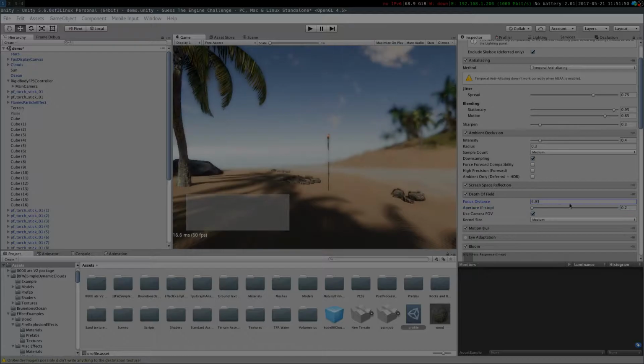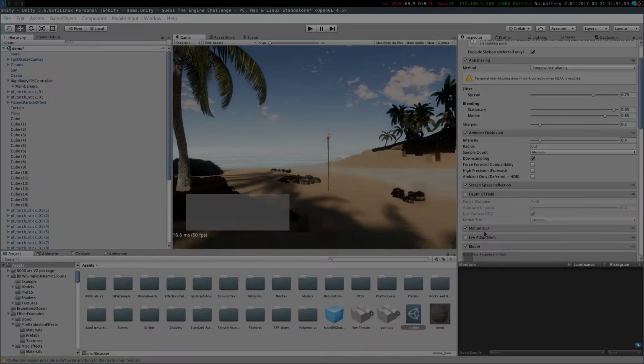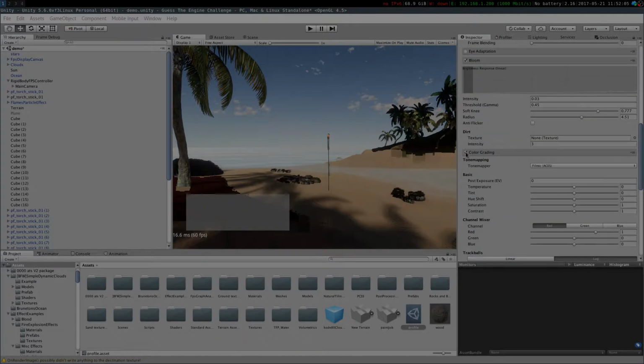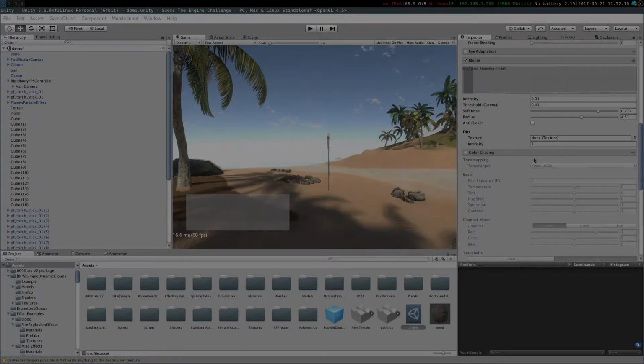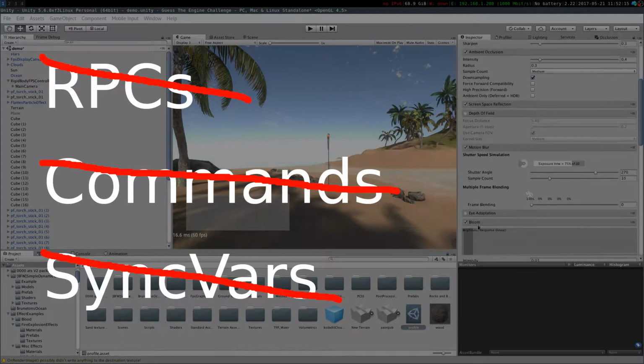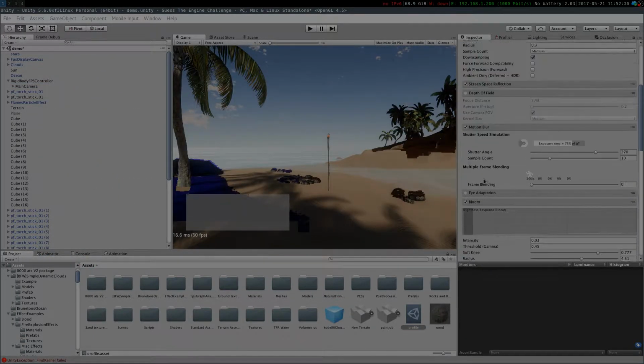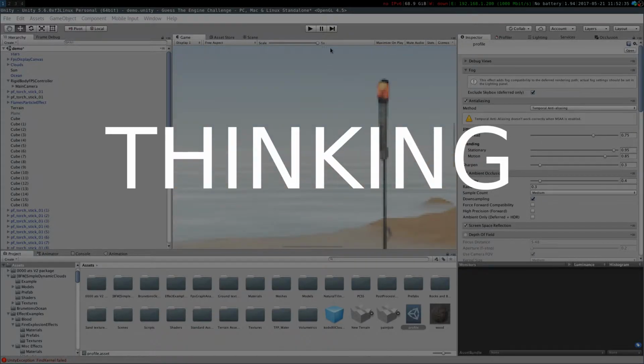Today I would like to talk about something I have had experience with for over 3 years, and this is multiplayer game development. I'm not going to teach you RPCs, commands, sync fires. Instead, I'm going to talk about something engine independent, how you should be thinking while making online games.